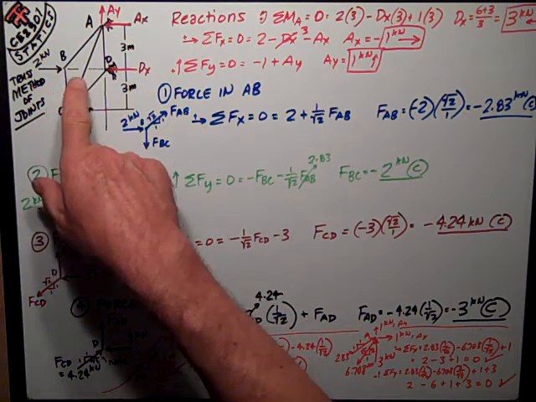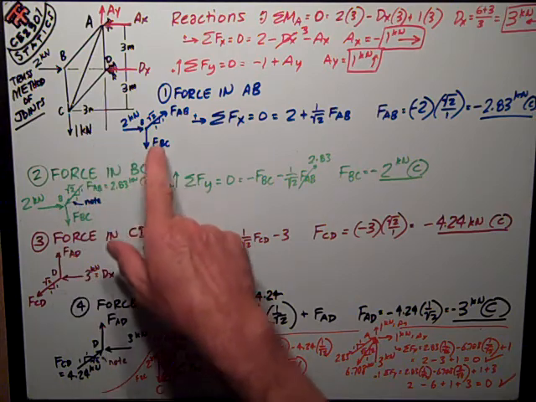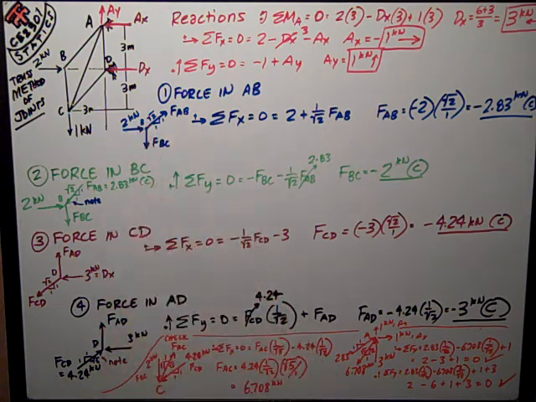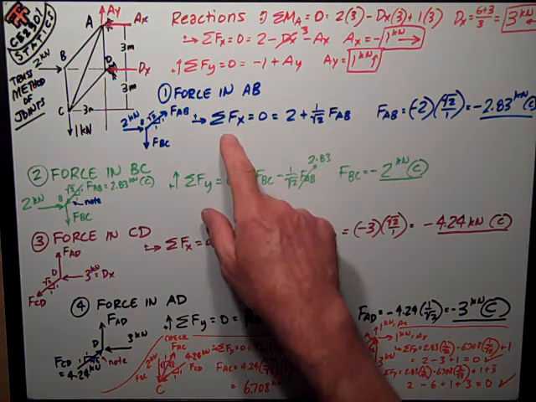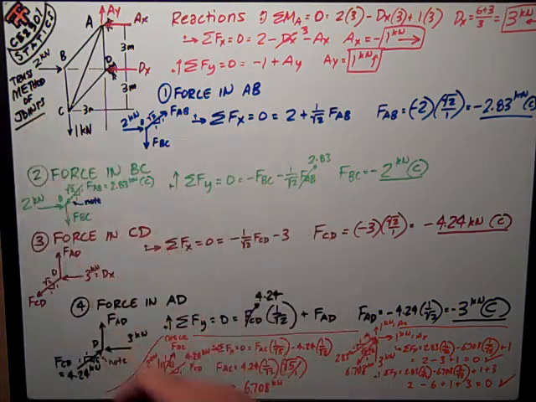I do look at the geometry of member AB. It's going over 3 and up 3, so it's really a 1-to-1. Square root of 2 is the hypotenuse. Do sum of forces in the x. Remember, in the method of joints, all I have is sum of forces in x and y. I can't use any moment equations.